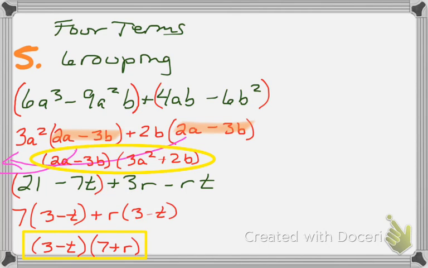In between those parentheses, you don't put anything. They're being multiplied together. If I FOILed those 2 parentheses back together, you'd get the original problem, all 4 terms.